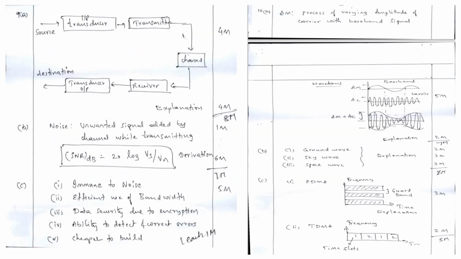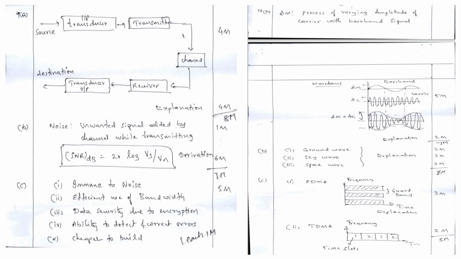So what is a communication system, with the input transducer, transmitter, receiver, output transducer? You will draw this block diagram, which is of 4 marks, and the explanation for this block diagram carries 4 marks, so totally it is 8 marks.